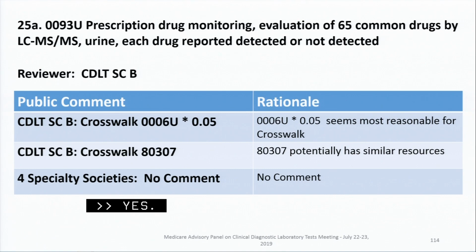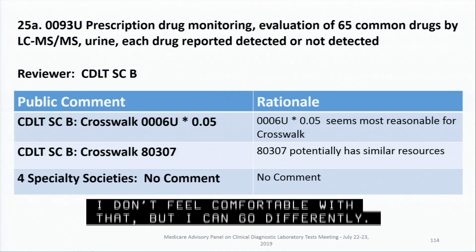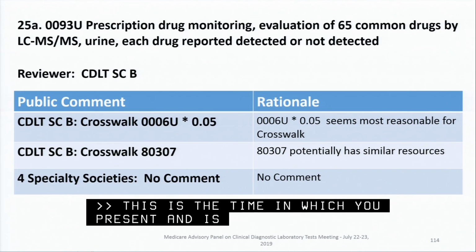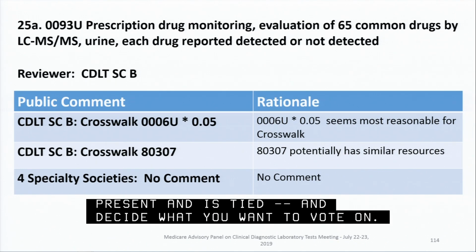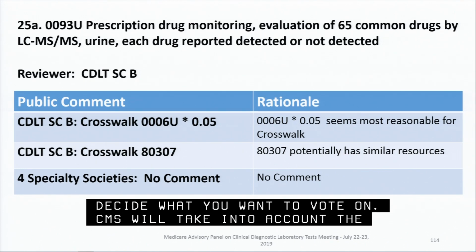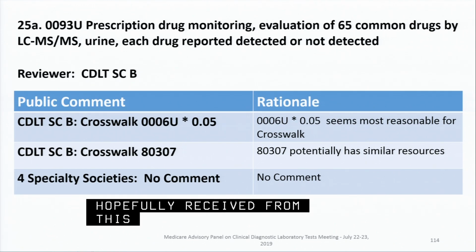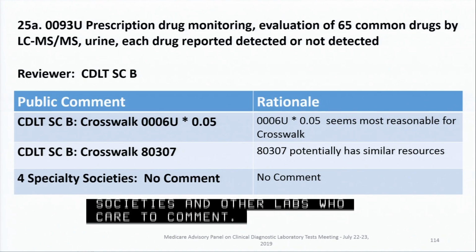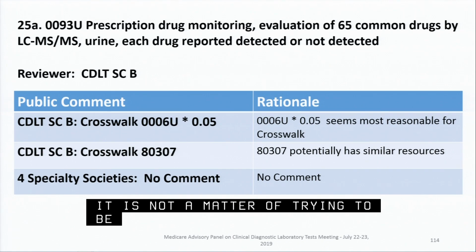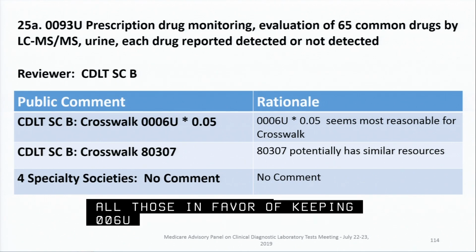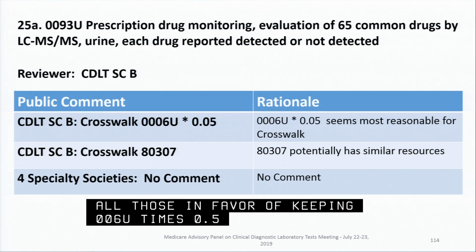So this is the time in which you present and decide what you want to vote on, and CMS will take into account the public comments that we will hopefully receive from this lab, as well as from the specialty societies and other labs who care to comment. It's not a matter of trying to be exclusive, but rather inclusive. So I am hearing, okay, so this is what we're going to do. All those in favor of keeping 0006U times 0.5 as a choice for a crosswalk, please raise your hand and hold it up.